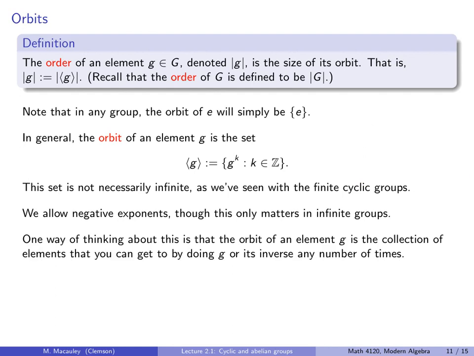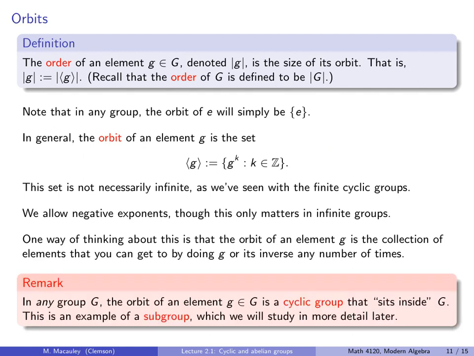One way of thinking about this is that the orbit of an element G is the collection of elements that you can get to by doing G or its inverse any number of times. So if you think of this in terms of Cayley diagrams, if G corresponds to maybe the red arrow, or maybe it's a path of the red and then the blue arrow, then the orbit of G is everything you can get to by following all of the G paths, forward and or backwards, as much as you want.